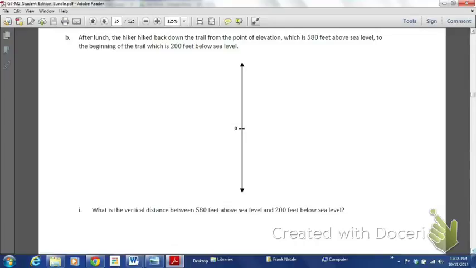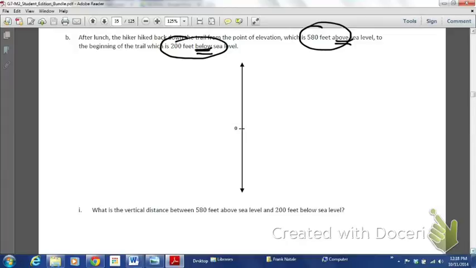Okay, so the next part of this problem here says B: after lunch, the hiker hiked back down the trail from the point of elevation, which is 580 feet above sea level, to the beginning of the trail, which is 200 feet below sea level. Okay, so we're going back, we're going the other way, and here's a problem that actually uses a vertical number line. Again, we don't see this very often. Like I told you, temperature is usually what we see use a vertical number line.